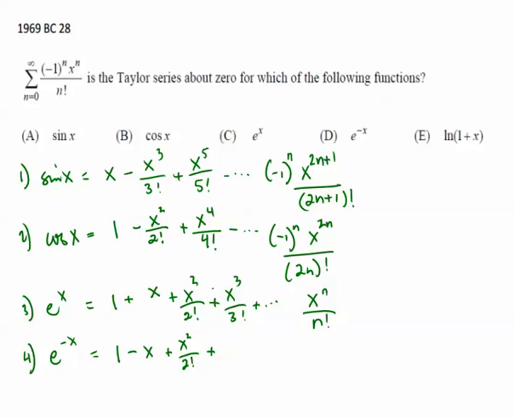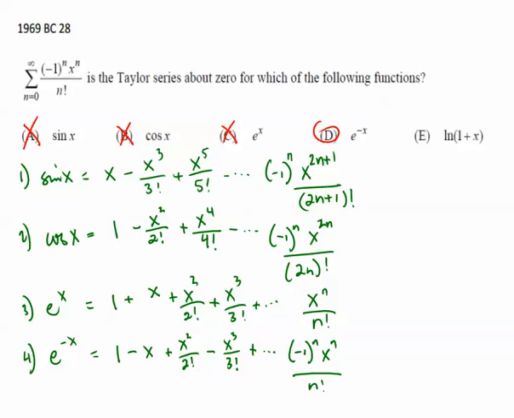X, that's a minus. And that would be a -1 to the n, x to the n over n factorial, which is what we have. So the answer would be e to the negative x.